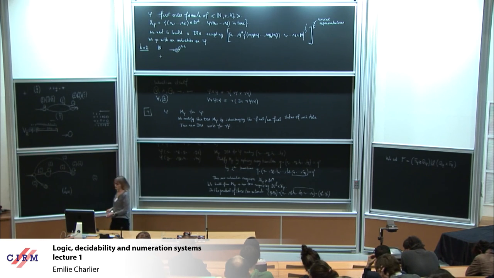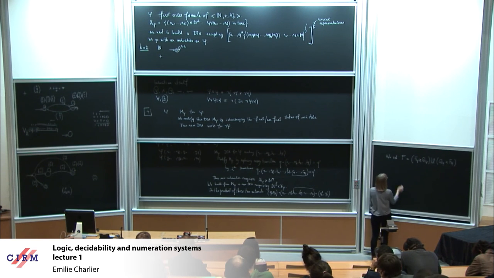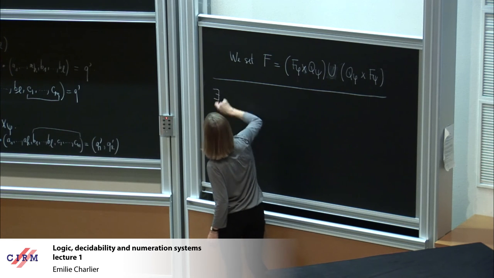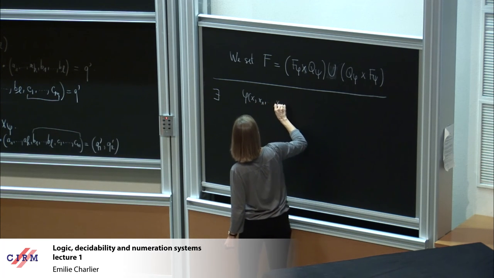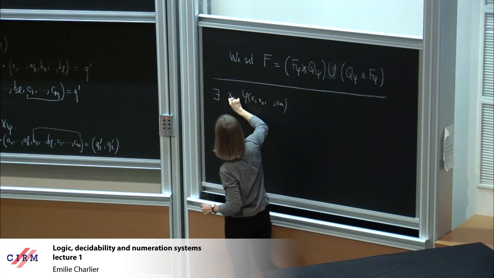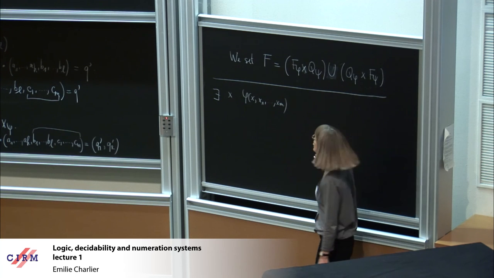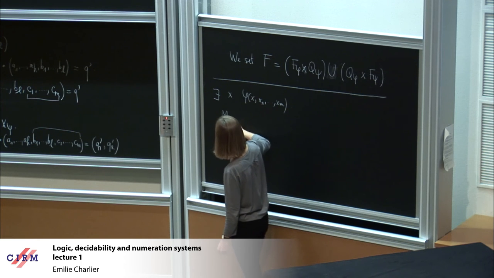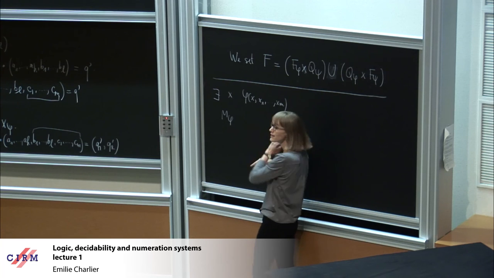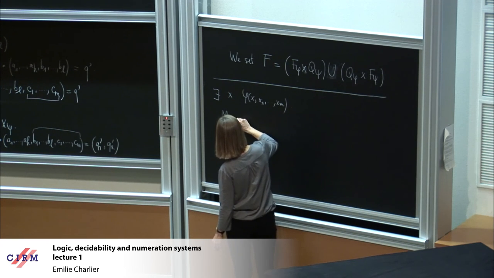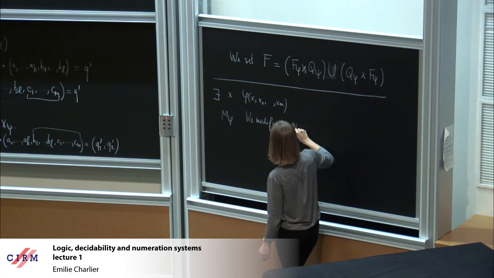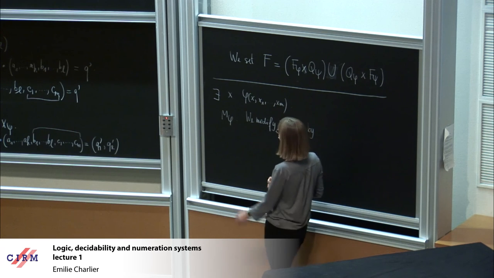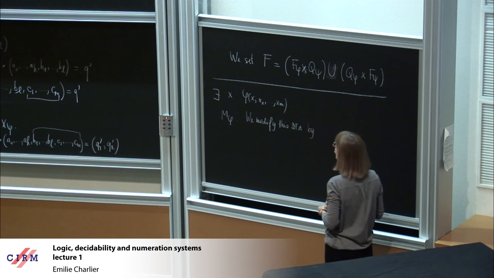And finally, we have to do the existential quantifier. Use all the blackboard. Maybe I can do it here. So the last part of the proof is to say, if you have a formula phi of x, and I write it this way, so I write the free variables of phi, and I want to quantify over some variable x within phi. So it means that I have an automaton M phi for my formula phi. It reads m plus 1 tuples of integers, and so we modify this DFA by projecting on the m last components of your alphabet.